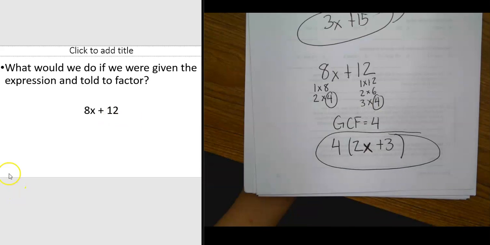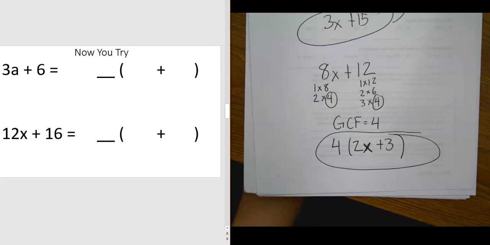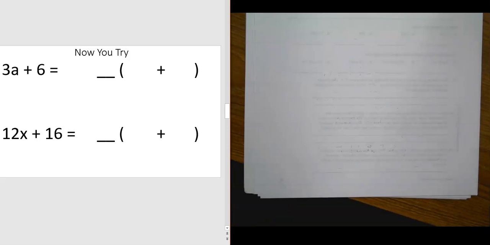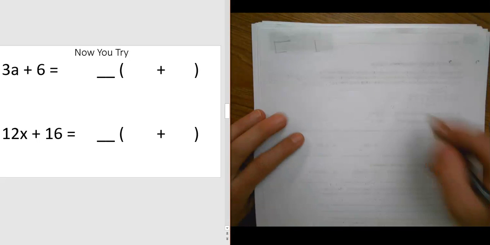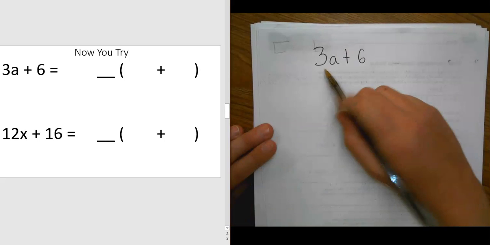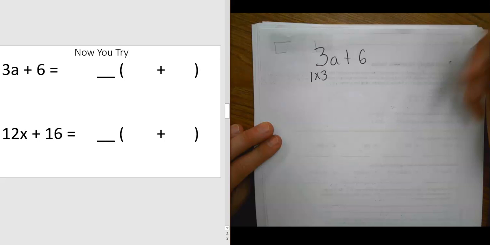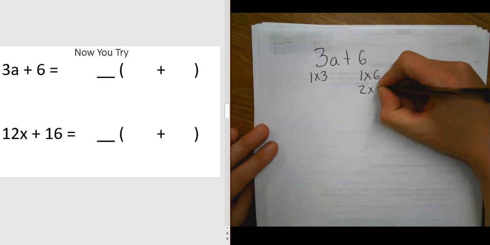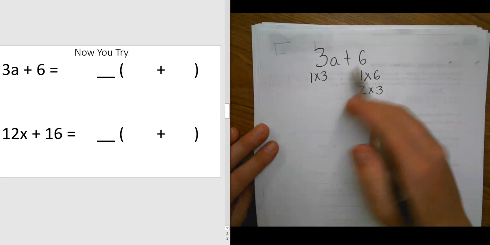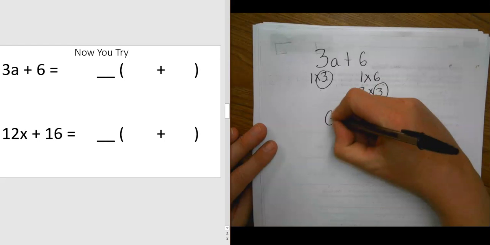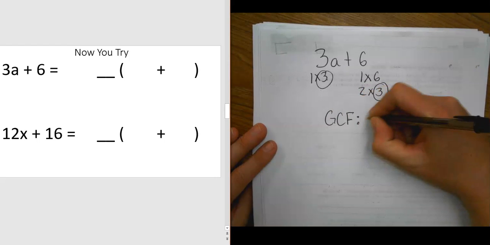So there's a second way of finding the greatest common factor. We're going to use that on, well, let's do one more like that and then we'll use the second way. So 3a plus 6. I ask myself, what times what equals 3? 1 times 3. What equals 6? 1 times 6, 2 times 3. The biggest number on this list is 3. 3 is on this list. My greatest common factor is 3.